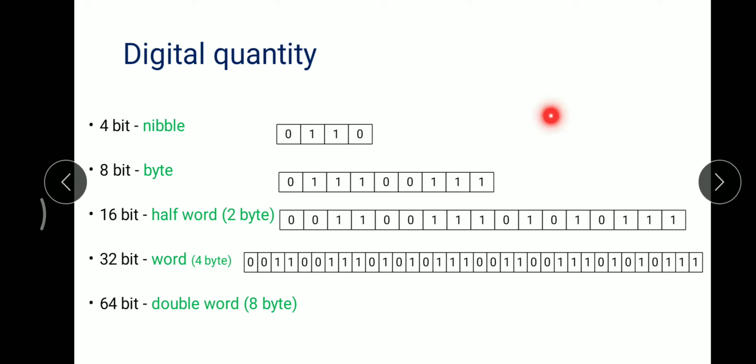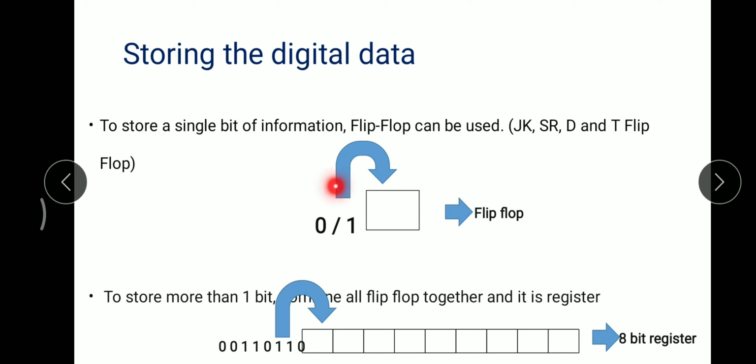Okay, so we know that the 8085 microprocessor is an 8-bit processor. So it can access 8 bits of information at a time, or 1 byte of information at a time. The next step: how to store the digital data. Okay, you have your digital data.